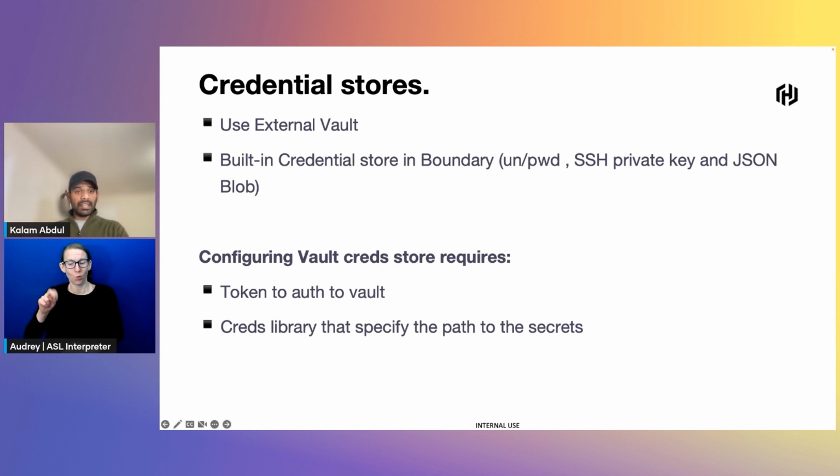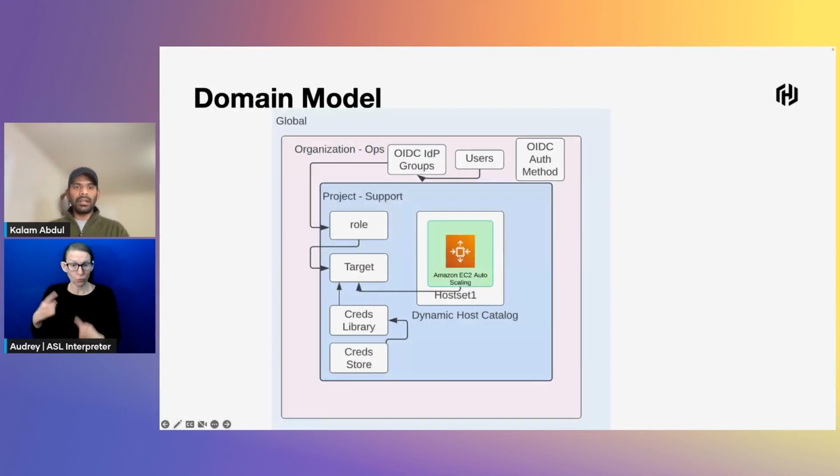And to create a credential store, you basically provide the vault address and the token that will get you the credential store. And once you have that, you need to create a credentials library, which basically tells where that secret is located, the path to the secret in the vault, right? So once you have all of that created, the end users, once they authenticate to Boundary, will be able to see the targets.